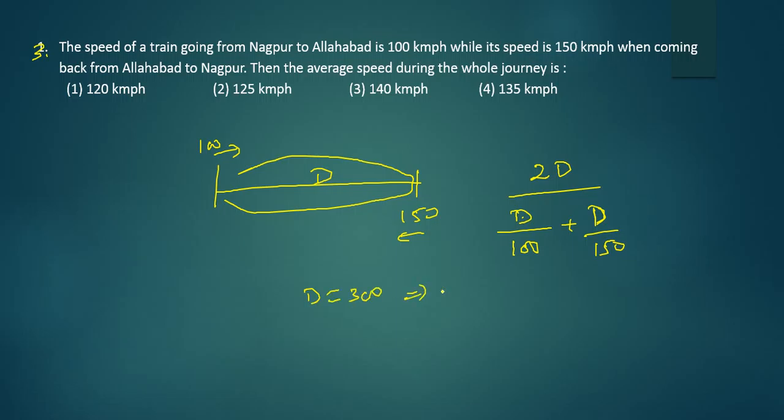What happens? So 2 into 300 over 300 by 100, how much? 3, plus 300 by 150, which is 2. 3 plus 2 is equal to 5. 5 ones, 5 60s. 2 into 60 is equal to 120. Simply, the average speed is 120 km per hour.